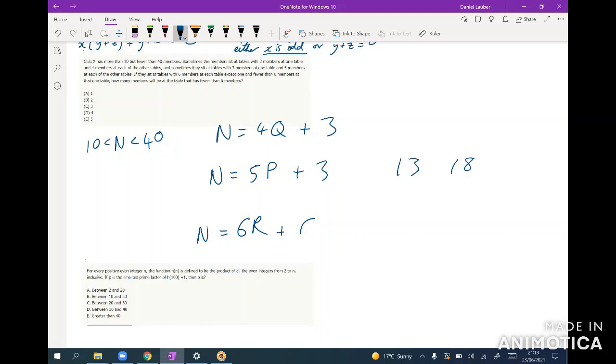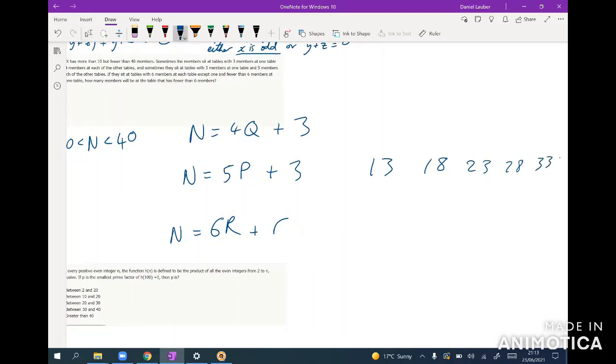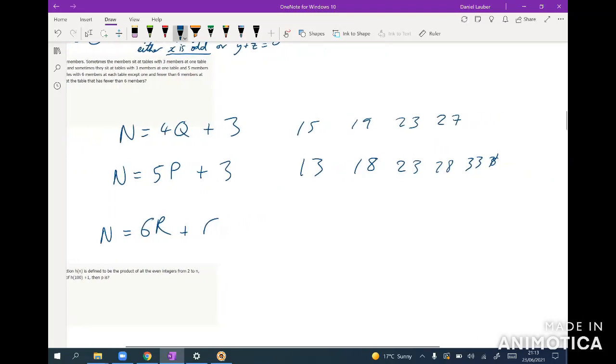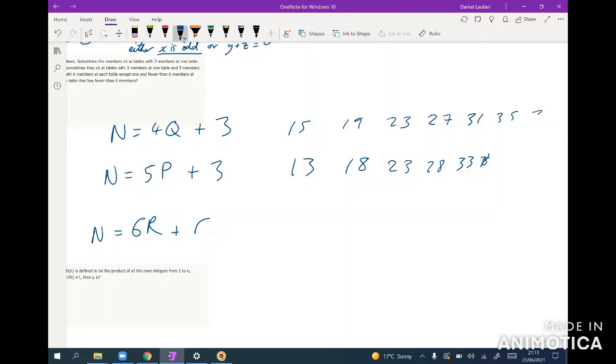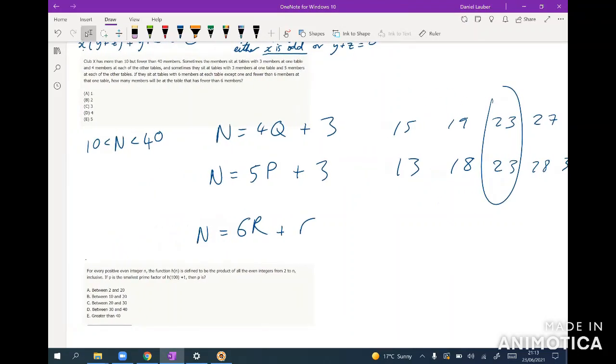13, 18, 23, 28, 33, 38, and it's a multiple of 4 plus 3. 15, 19, 23, let's just check if there's any other ones, 27, 31, 35, and 39. So the only thing it could be is 23, in which case, how many are left over when we divide that into 6? 5.